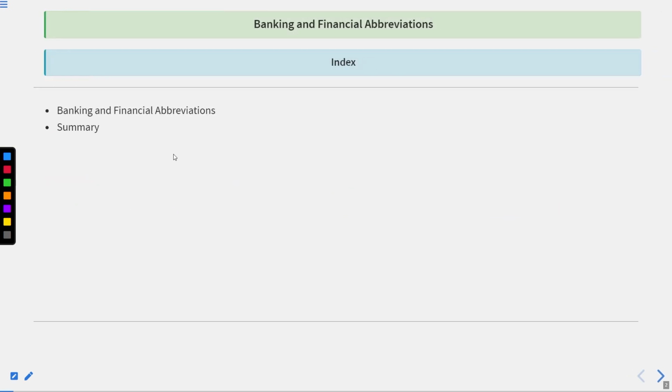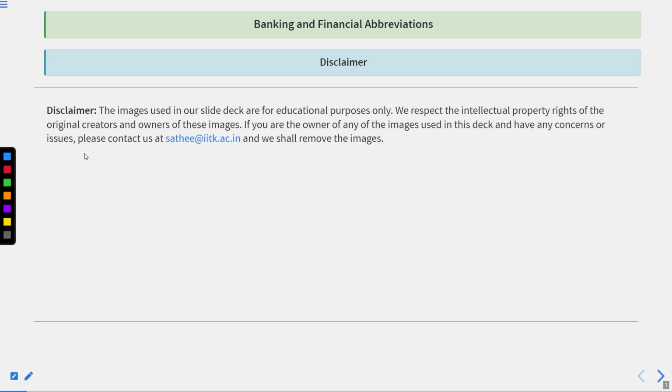Again, the course of action that we are going to follow is the same as we followed in the previous one. We will discuss the banking and financial abbreviations, and at last we will discuss the summary of all the banking and financial abbreviations that we would have discussed in this lecture.